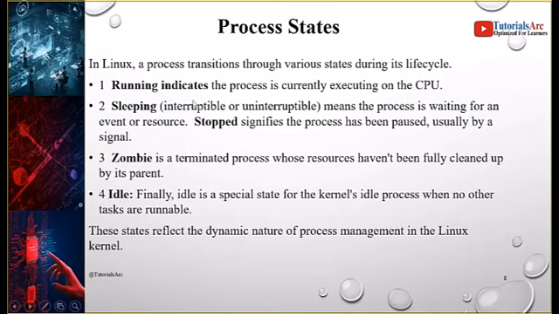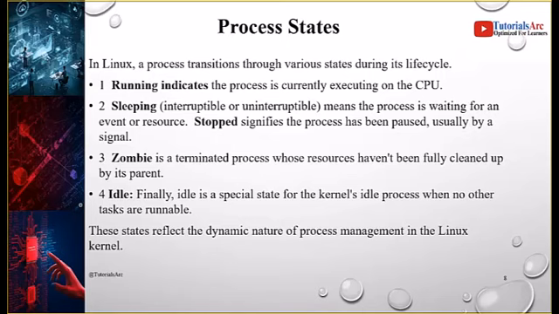Just a brief overview of what the states are. The process can be, number 1, running. It means it's currently being executed by the CPU. If it's not running, it's possible that it's sleeping, or uninterruptible, which means the process is waiting for an event, or waiting for some resource. But take note, some publications will show you that there's also stopped. If it is stopped, it means the process has been paused, usually by some signal. So we have put this together as two, sleeping or stopped.